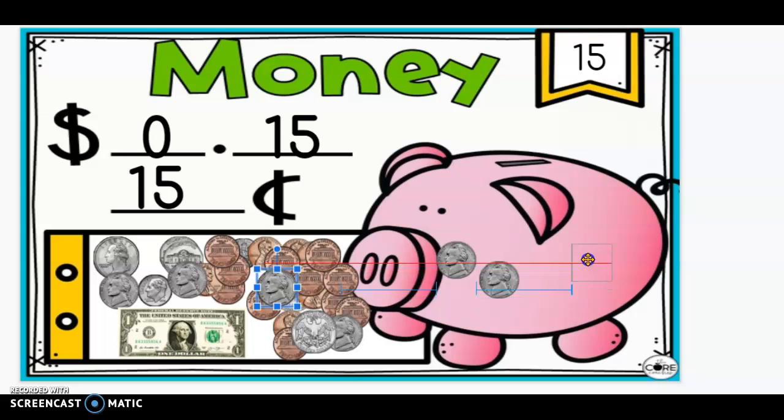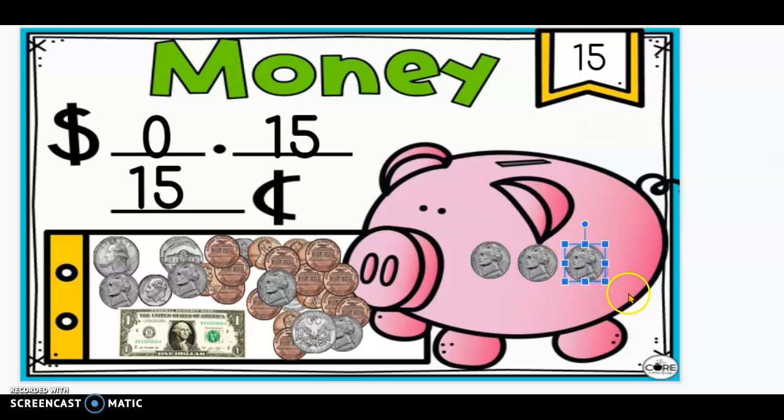Now, I sure hope I didn't lose any money. I had 15 cents when I started with my pennies. Do you think I still have 15 cents? Well, let's see if we have 5 and 5 and 5. Hey, I know how to count by 5s. 5, 10, 15. This is just another way for us to show 15 cents. And when I write 15 cents, I could write it this way, or I could write it this way.